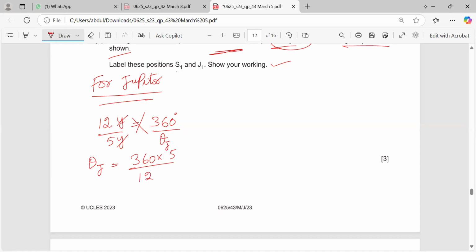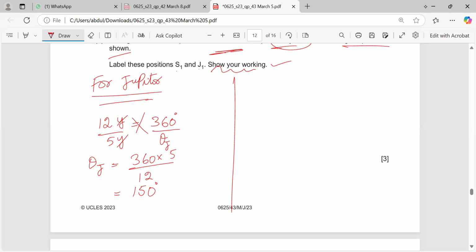If anybody is having a problem, please feel free to ask me. Now, 12 3s are 36. So Jupiter will turn 150 degrees. Please make use of your calculators and let me know if this is correct or not. And we have to show the working. That's why I'm calculating these numbers.